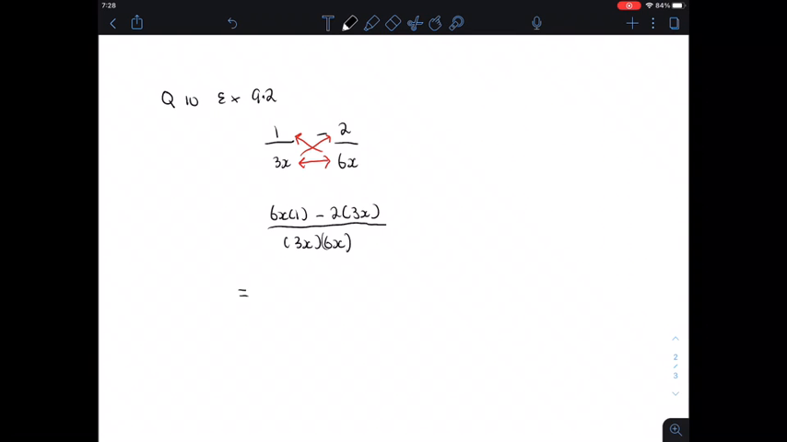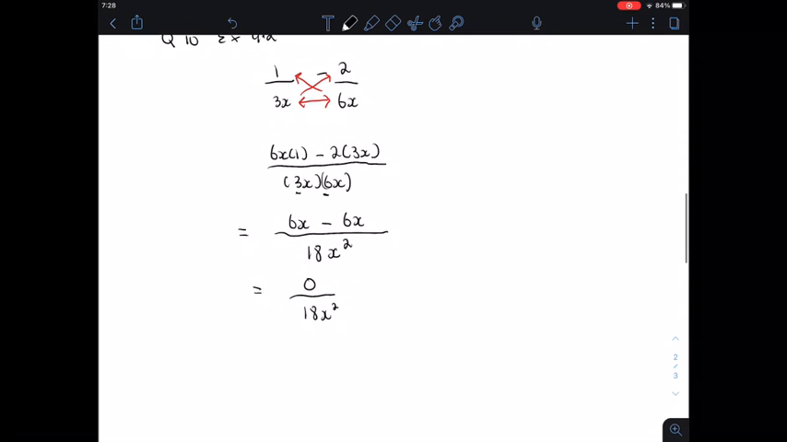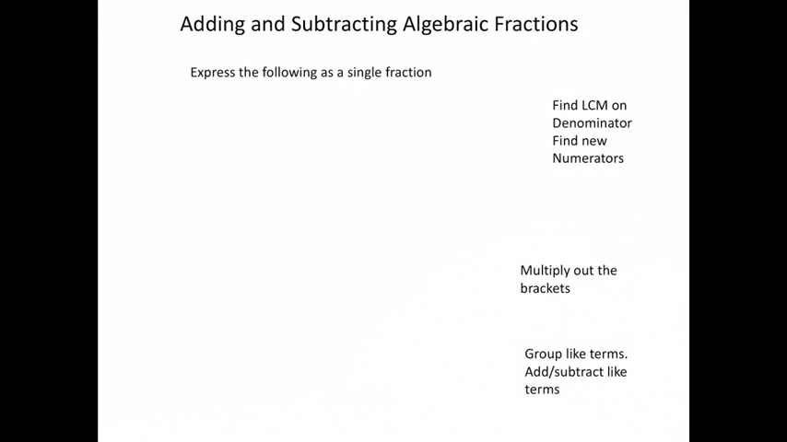And from here we multiply out our brackets, which gives us 3x times 6x leaves us with 18. x times x gives us x squared. And then in the top, 6x times 1 gives us 6x, minus 2 times 3x leaves us with minus 6x. And from here, we add together our like terms in the top. So 6x minus 6x leaves us with 0, all over 18x squared, which is the same as 0.